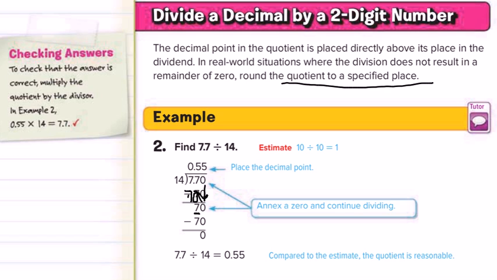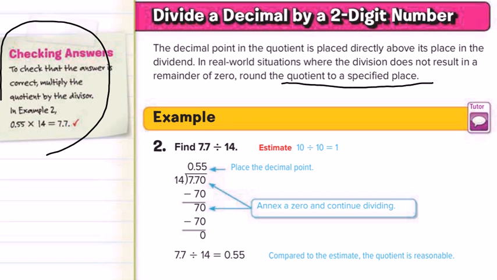So now you have 70 divided by 14. How many groups of 14 are in 70? That would be 5 again. So you place the 5 in your quotient, multiply to get 70, and you'll get 0 left over. So this one does work out evenly. So 7.7 divided by 14 is 55 hundredths.